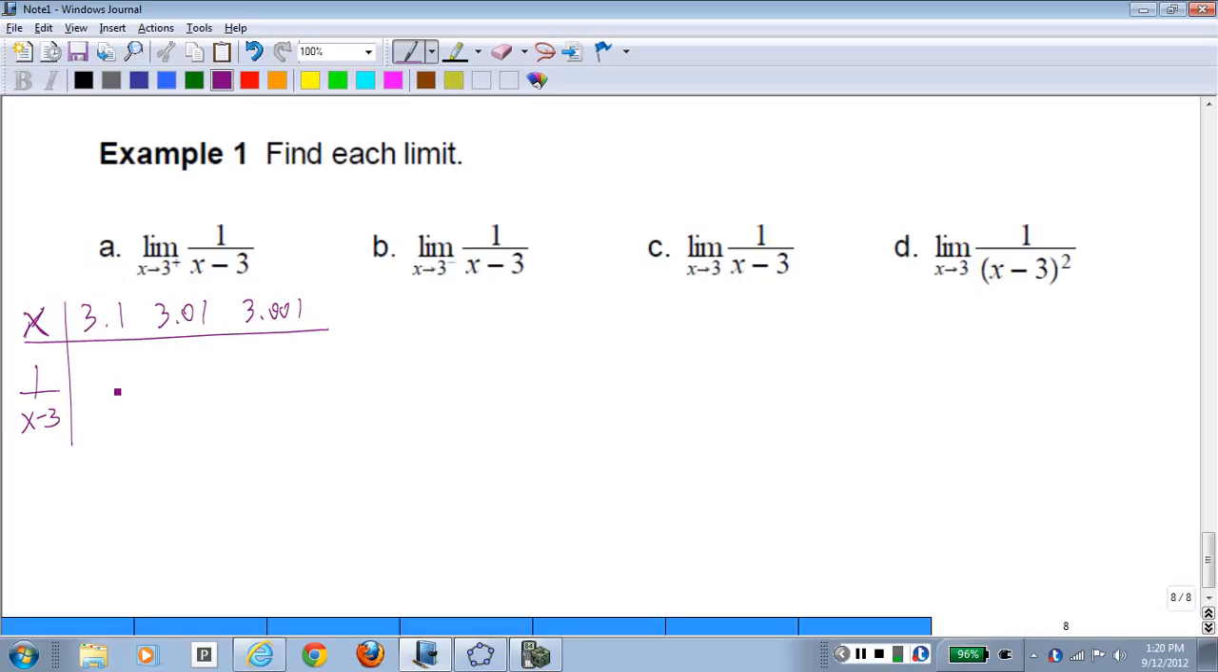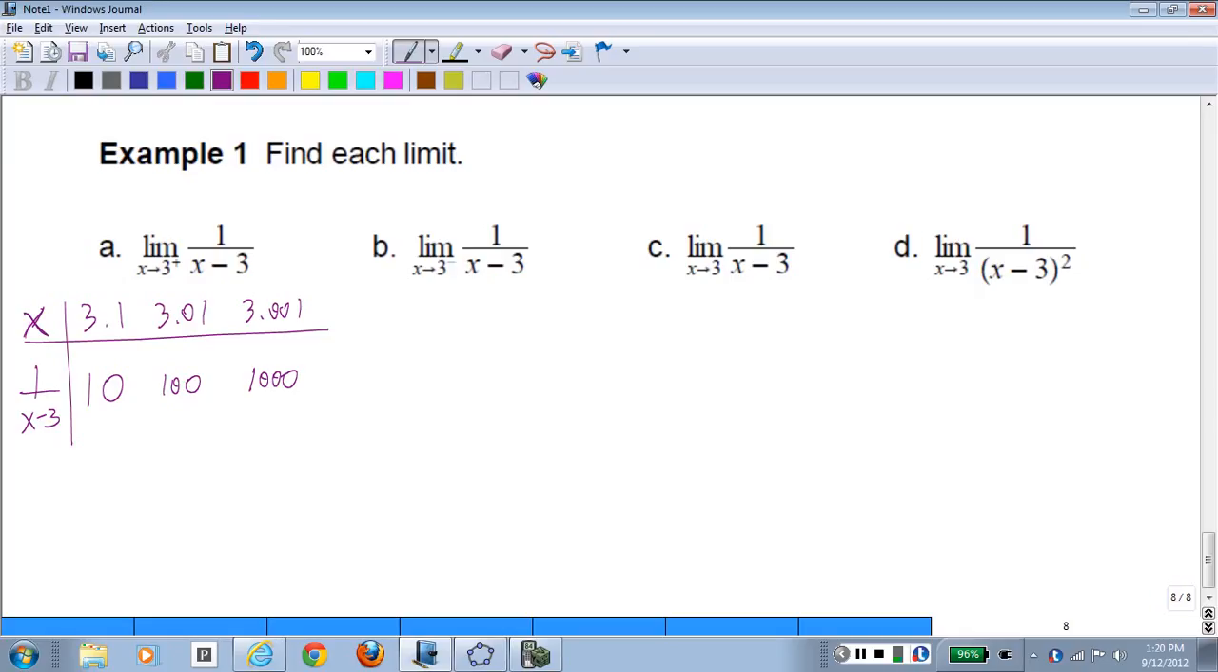3.1, 3.01, 3.001. We're looking at, I want to say 10 for this one. 3.1 minus 3 is 0.1, and 1 divided by 0.1 is 10. For this one, I want to say 100. 3.01 minus 3 is 0.01, and 1 divided by 0.01 is 100. And for this one, I want to say 1,000. 3.001 minus 3 is 0.001. 1 divided by that is 1,000.